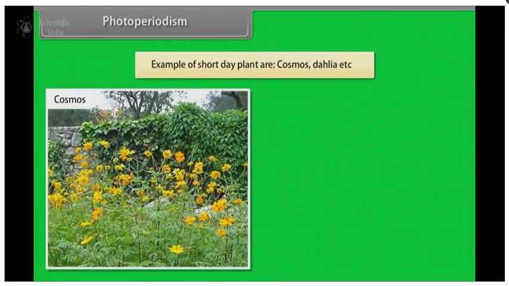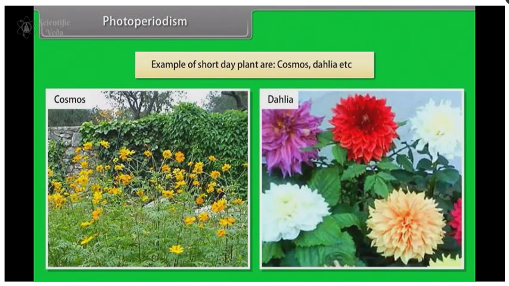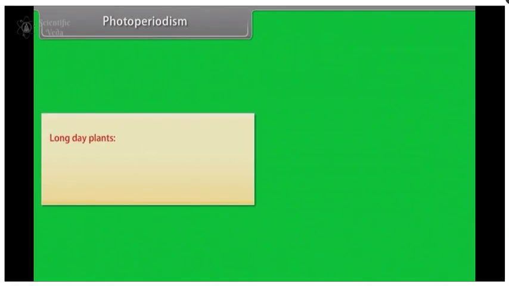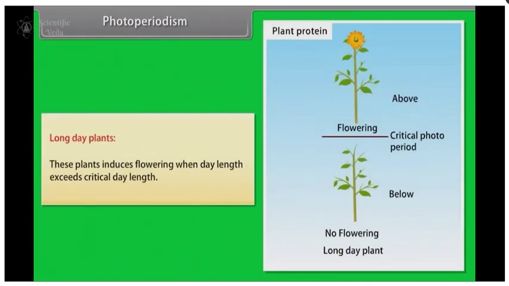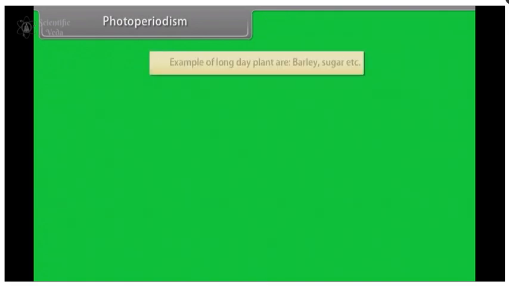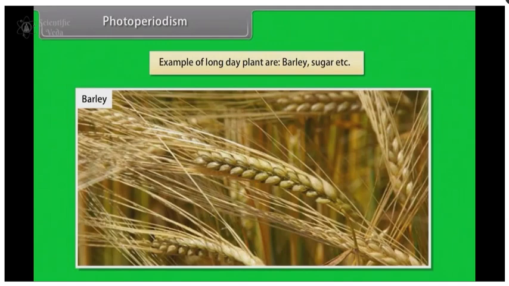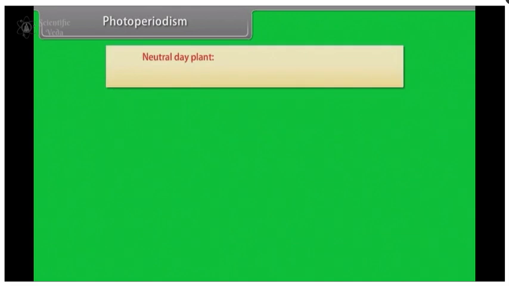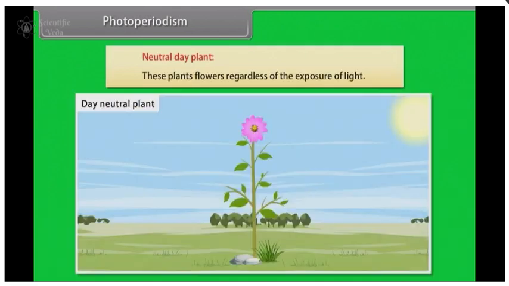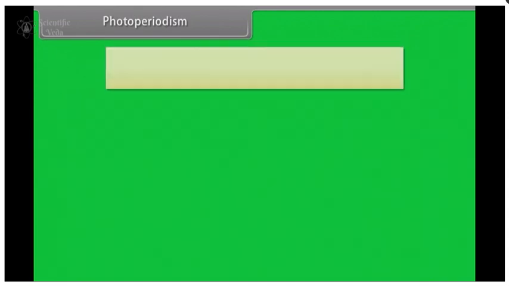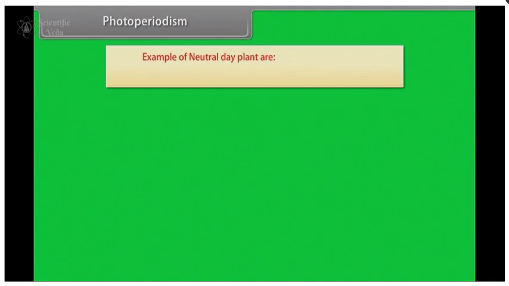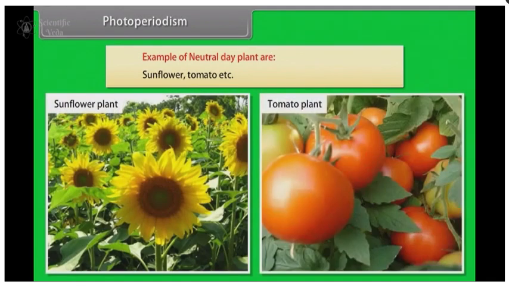Examples of short day plants are Cosmos, Dahlia, etc. Long day plants. These plants induce flowering when day length exceeds the critical day length. Examples of long day plants are barley, sugar beet, etc. Neutral day plants. These plants flower regardless of the exposure to light. Examples of neutral day plants are sunflower, tomato, etc.